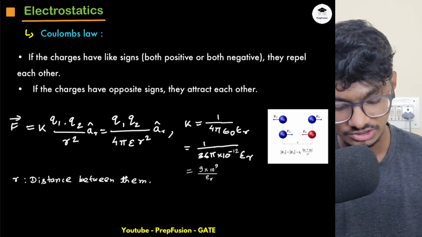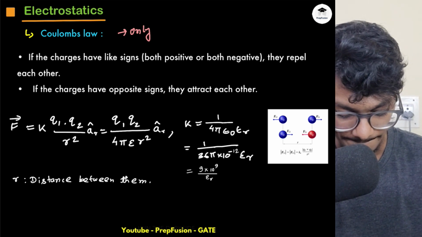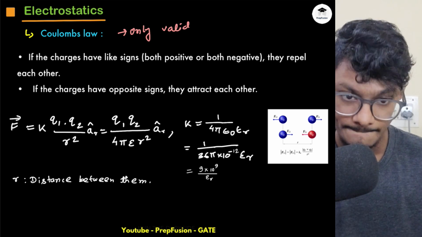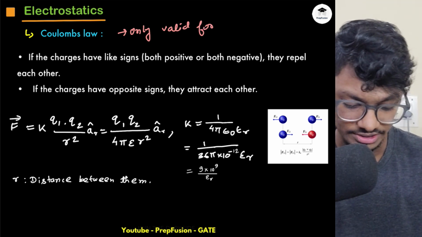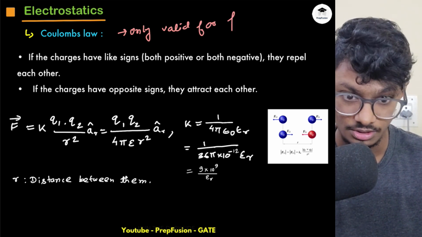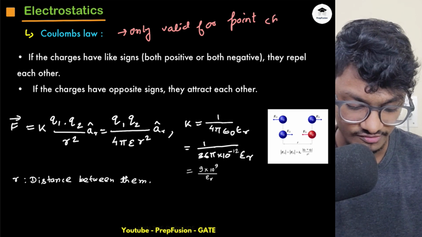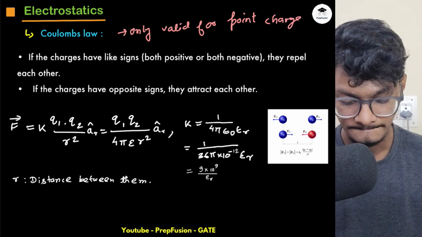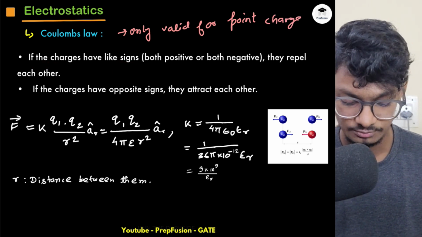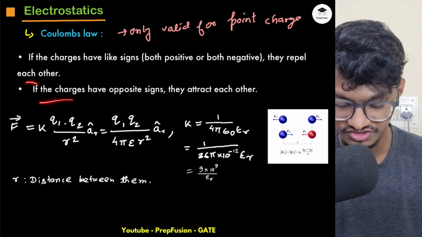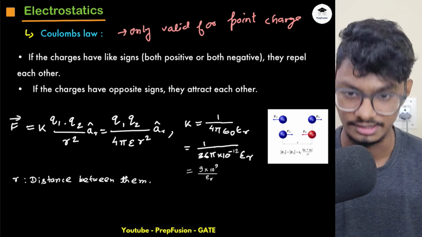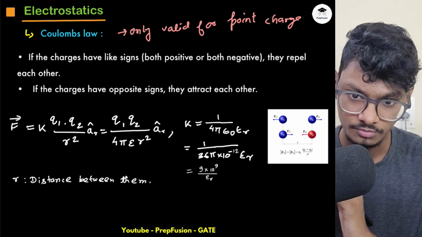But do remember, this is only valid for point charge. This is not valid for any other distribution. This is only valid for point charge. Okay. If charges have like signs, both positive or both negative, they repel each other. If charges have opposite signs, they attract each other. So this thing I have already talked about.